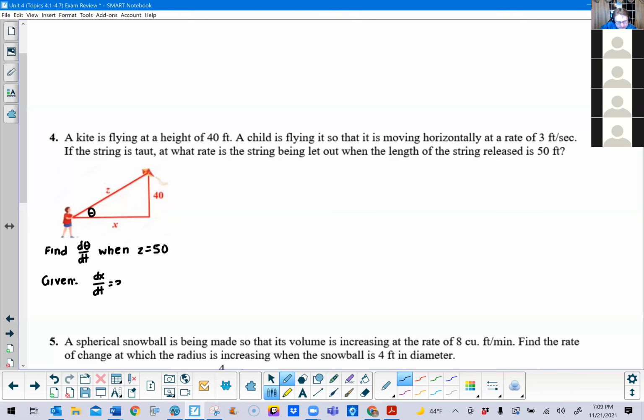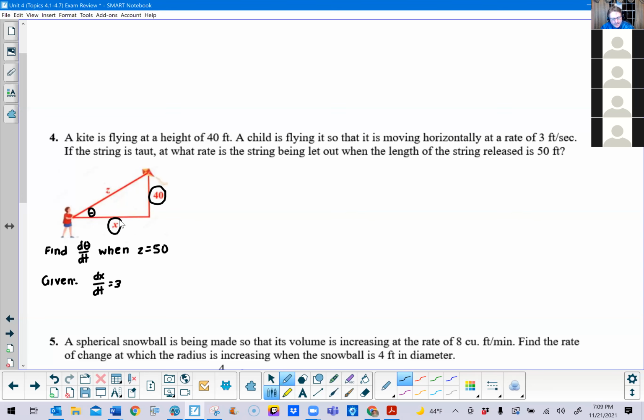And that would be all the ingredients that you really need. And that would be a positive 3 because it's moving horizontally. I mean, that's the whole point. When you're letting the string out, the kite's getting farther away. So SOH CAH TOA, right? Which one? Well, you definitely want to use the 40. Ooh, this is interesting now that I think about it, because they've got information about both of these. We're good. We're going to want to use this.